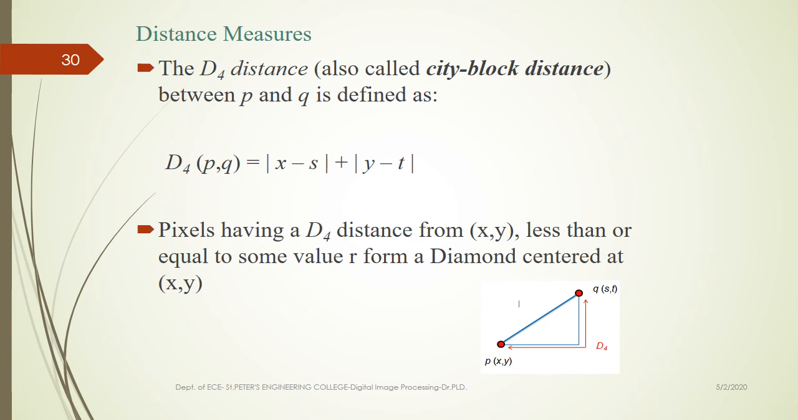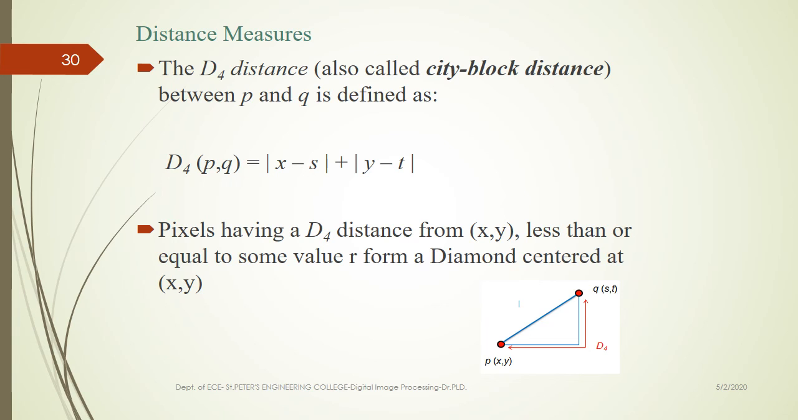Coming to the next distance, D4. D4 distance is also called city block distance. In the Euclidean distance we calculated the diagonal distance, but in the city block distance we consider this way. This is actually the distance that lies in between. Because if this road is blocked due to heavy traffic, then definitely people can prefer this way. That's the reason it's called city block distance.